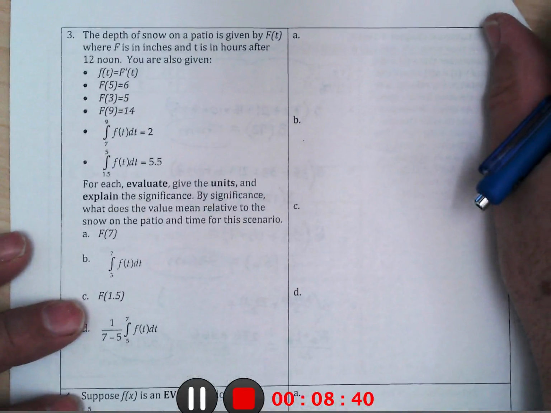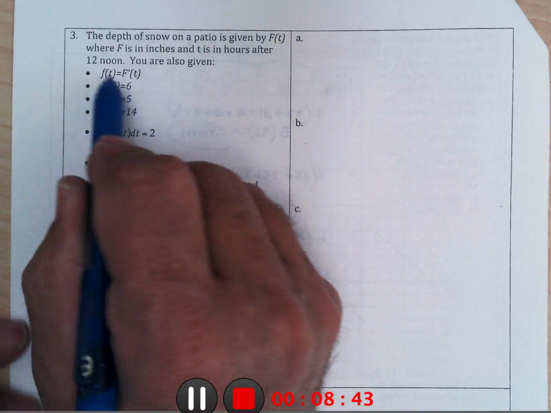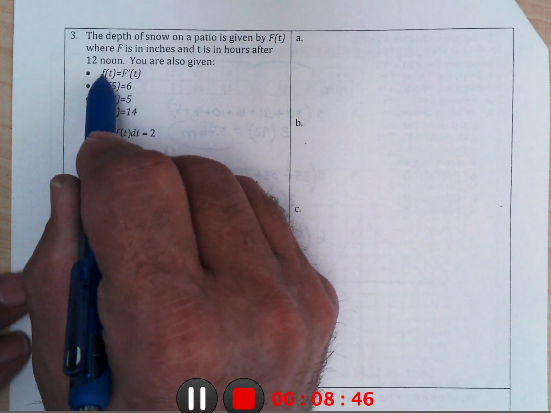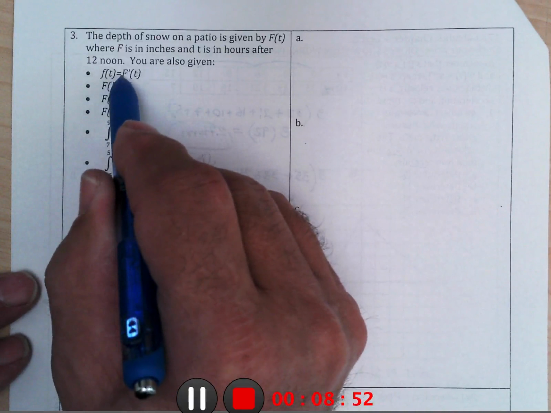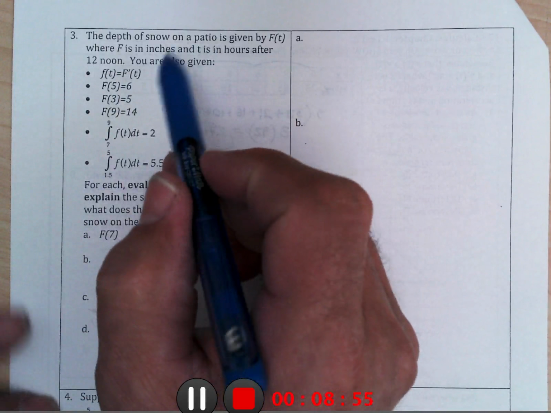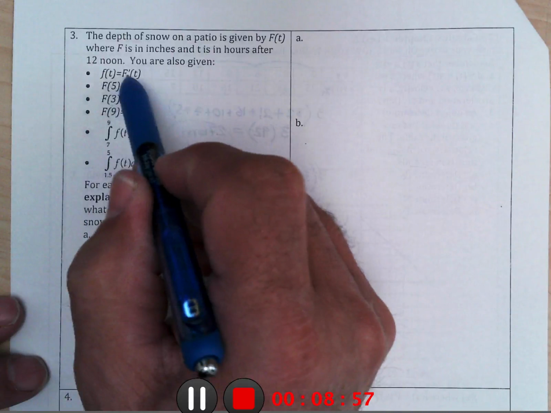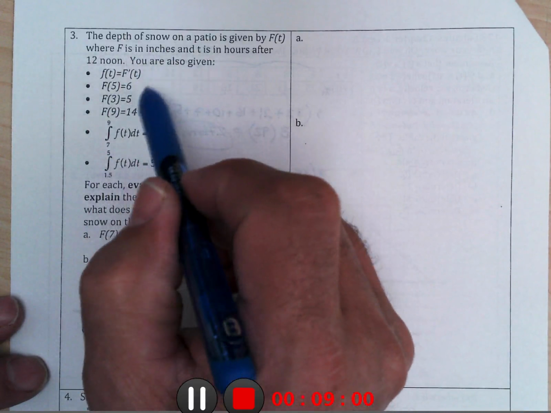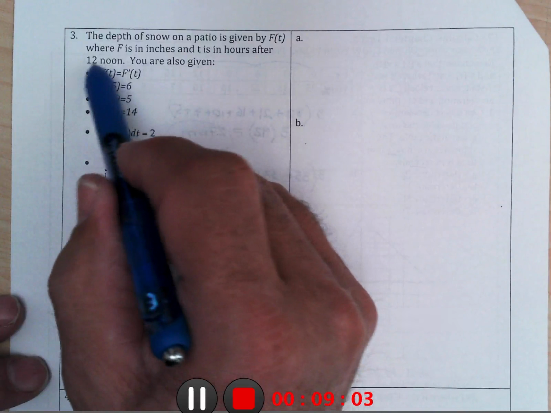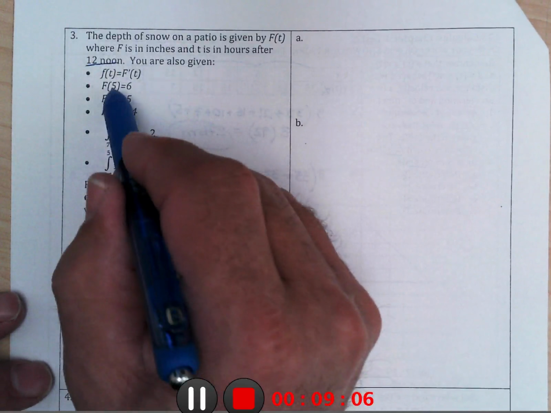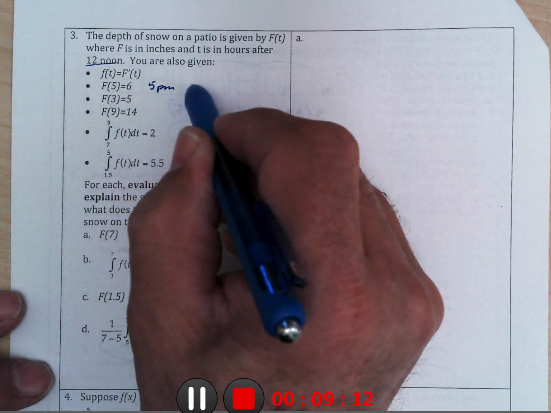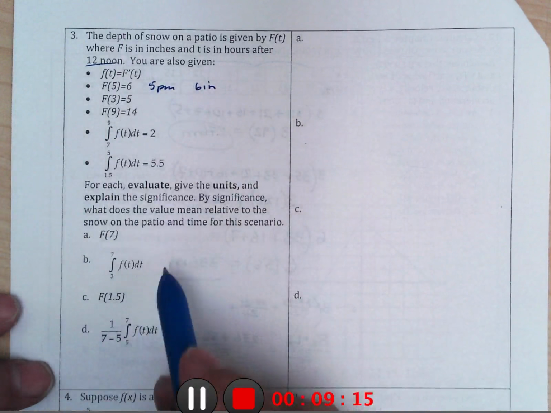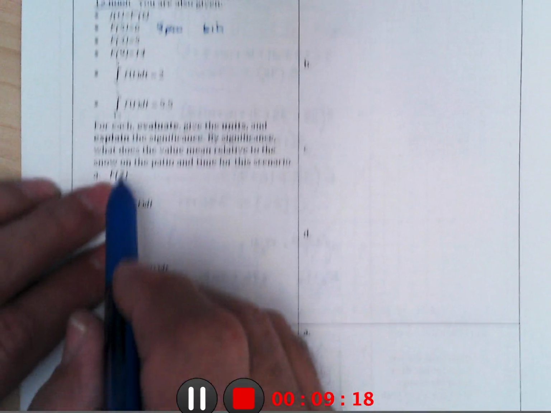Okay, on this one, now the snow is accumulating on the patio, and f of t is the rate at which the snow is falling, because the derivative gives you the rate. And capital F is how many inches at the time that it's given. The time is based on 12 noon, so this is 5 hours after noon, which is 5 p.m. There's 6 inches, etc. So we're supposed to find out how much snow at 7 p.m.